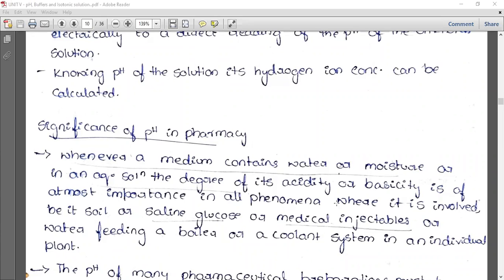What are parenterals? Injections or whatever you use, ma'am. Right, injections or anything which is directly introduced into the blood. Various injections are parenterals, wherein the pH has to be maintained. Not only injectables, that is parenterals, but also ophthalmic solutions. These two products are very important, wherein we have to consider the pH as a top priority.